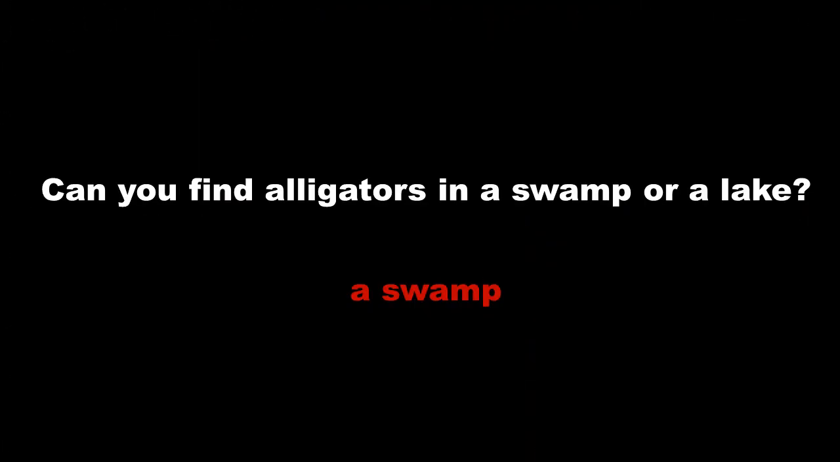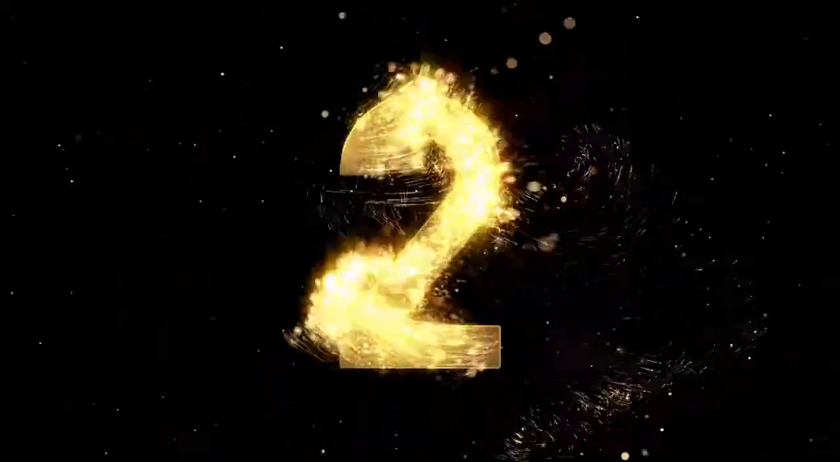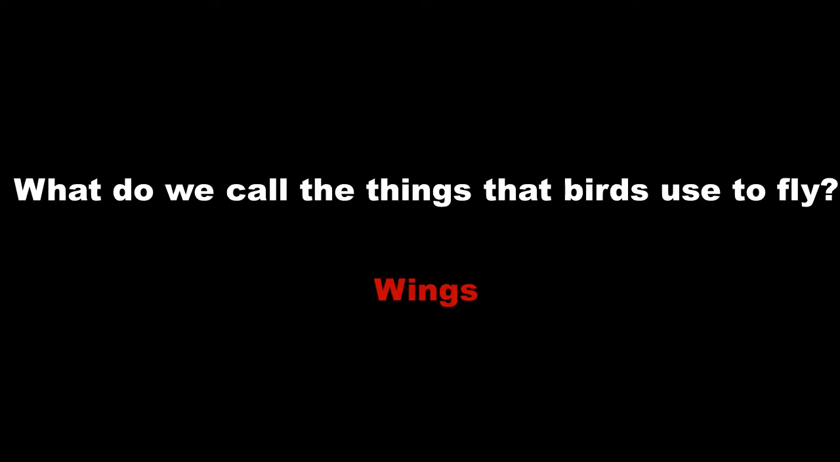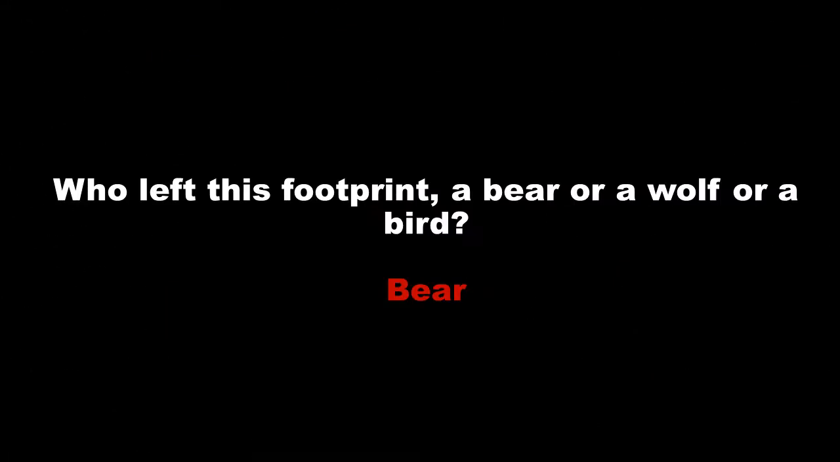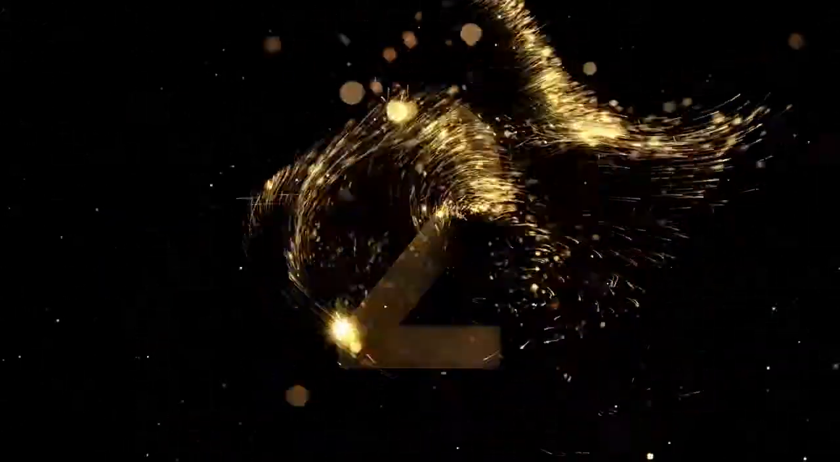Can you find alligators in a swamp or a lake? A swamp. What do we call the things that birds use to fly? Wings. What is the name of male sheep? Ram. Who left this footprint, a bear or a wolf or a bird? Bear. How would you describe an animal that no longer exists on the earth? Extinct.